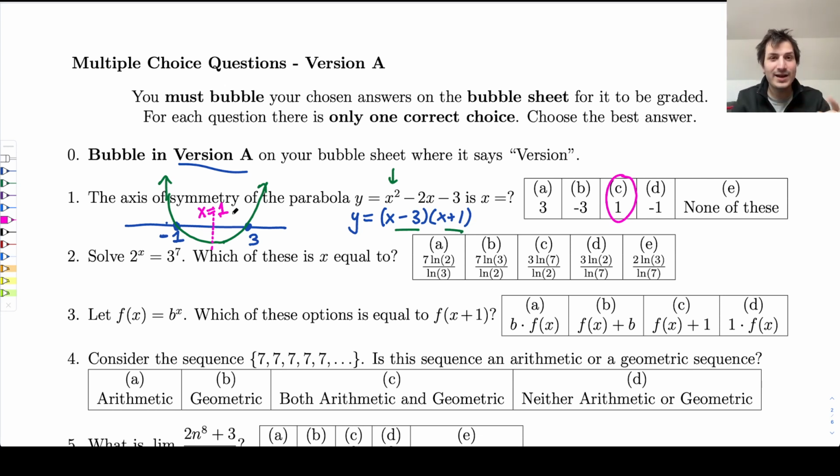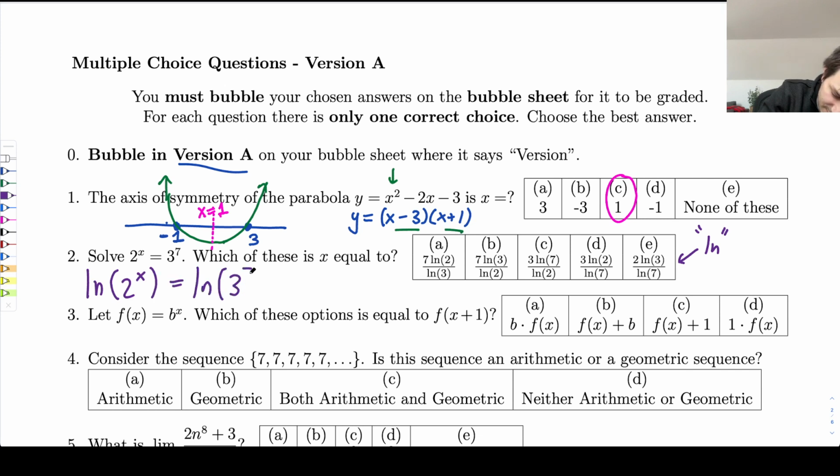Question 2, solve 2 to the x equals 3 to the 7. This is one where for sure you don't want to trick yourself by looking at the options. Just do the problem, then match. To do this one, I want my answer to involve a ln. That's the only thing you've got to get from the answers. They all involve ln. So I'm going to take the ln of both sides. So ln of 2 to the x is equal to ln of 3 to the 7.